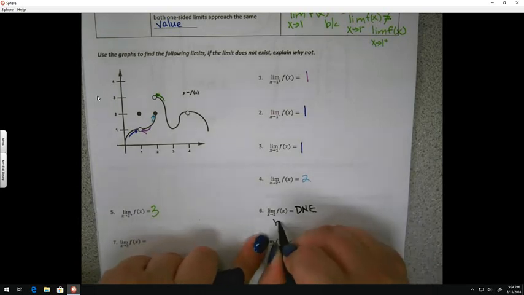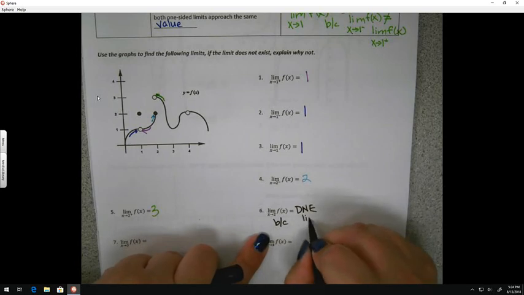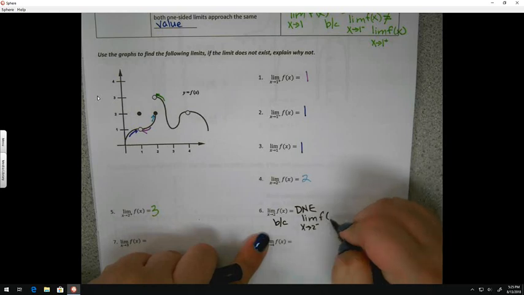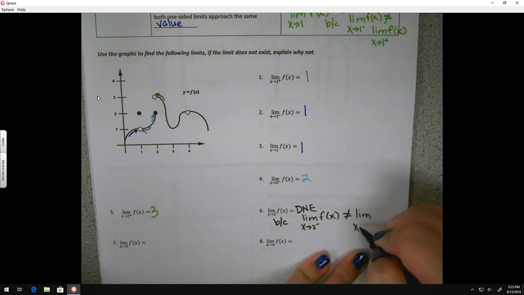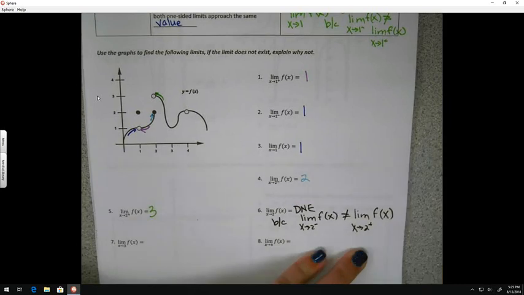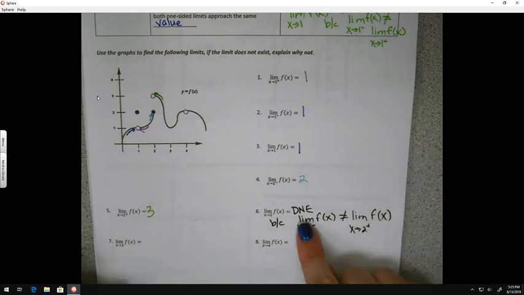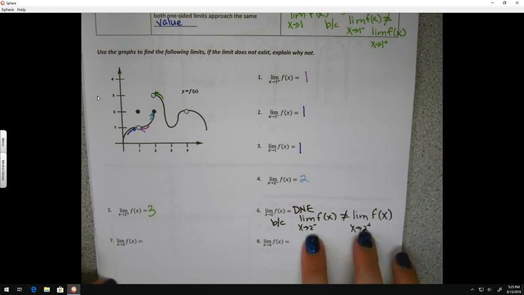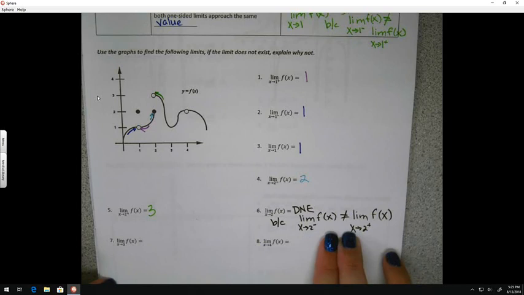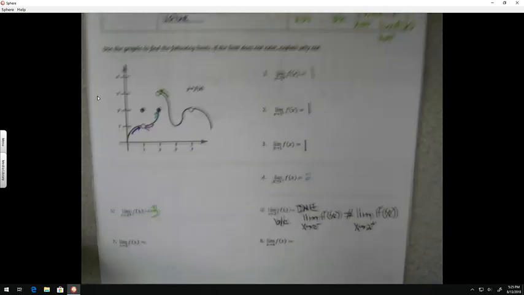All right, and the reason for that is because the limit as x approaches 2 from the left of f of x does not equal the limit as x approaches 2 from the right of f of x. Anytime you get a function that does not exist, you have to tell me why it doesn't exist. All right, we're going to be working with this definition a lot. Two-sided limits only exist if the left side and the right side equal each other and they are the same value.